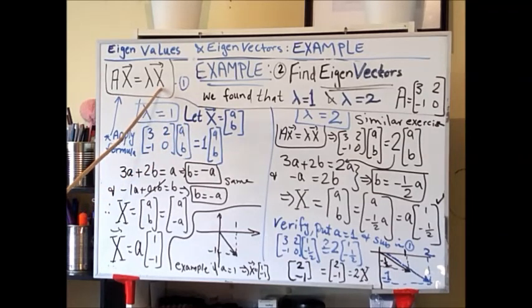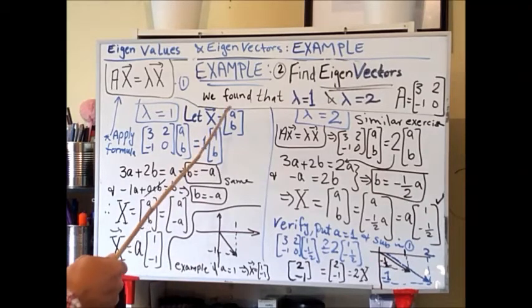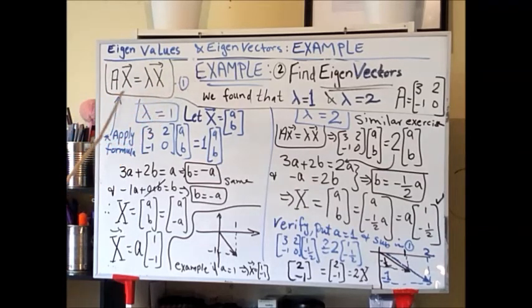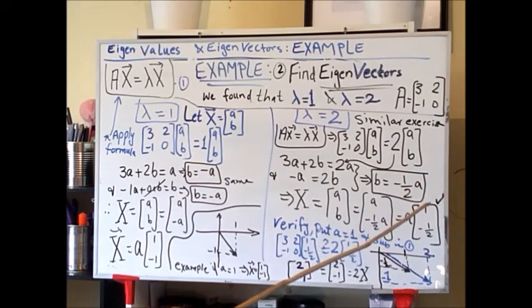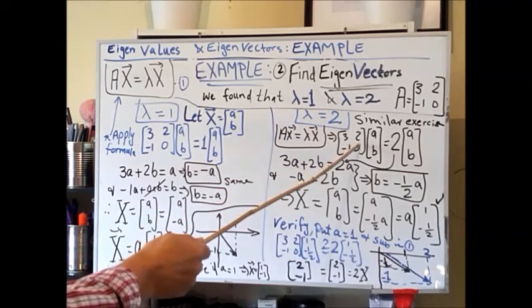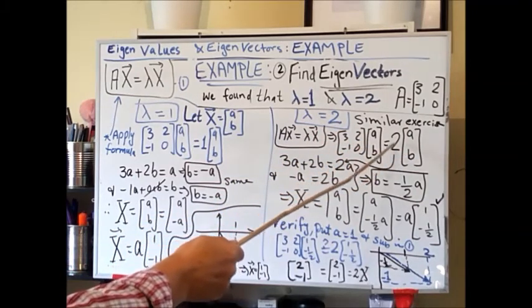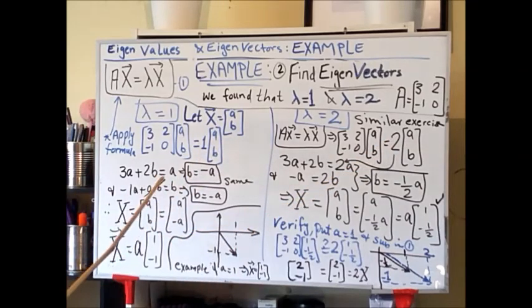The vector x, we assume that it's (a, b). This is because matrix A is a 2 by 2 matrix, so it has only two coordinates, a and b. We apply equation 1, Ax equals lambda x. We know A is 3 2 minus 1 0, multiplied by vector (a, b), equals lambda, here 1, times (a, b). We can look at both at the same time because they are similar. For lambda equals 2, the left hand side is the same, and on the right hand side we only substitute 2 instead of 1.